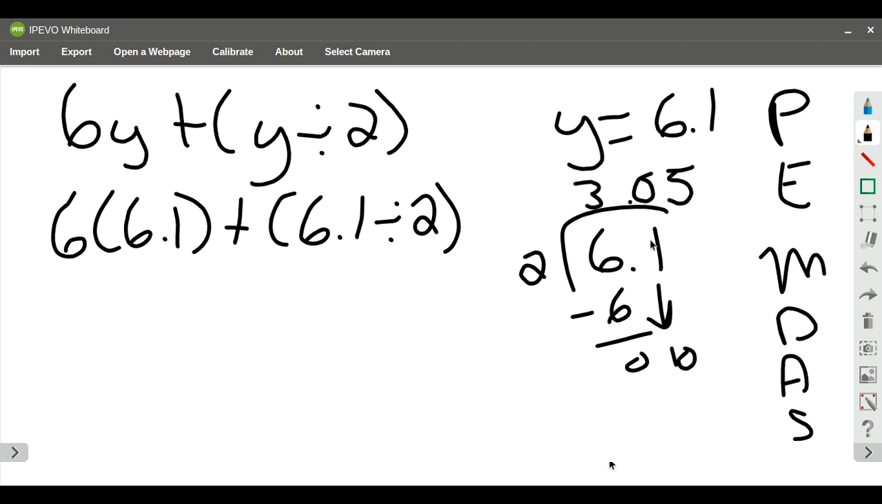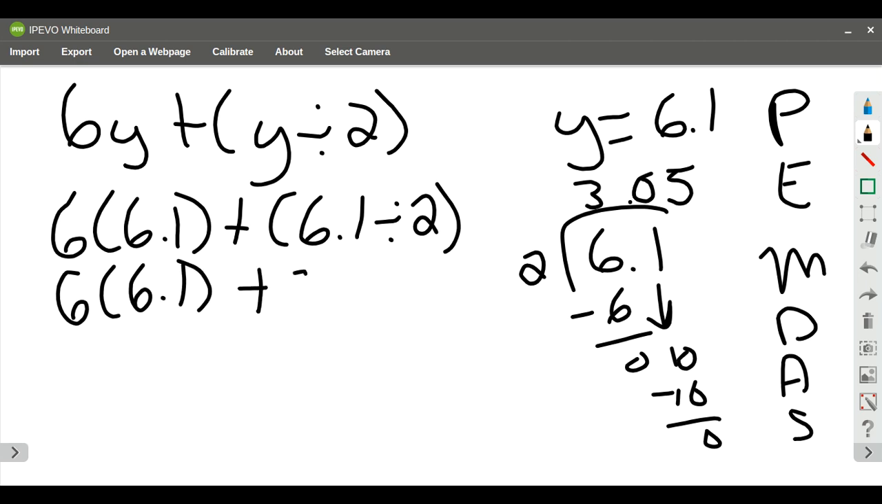Now the reason I had to put a 0 here is because I brought down the 1. So I need that placeholder, because when I multiply 2 times 3.5, I get 7. If I were to go back and multiply this, I would get 6.5. Okay, finish up my problem. I get a 0. So I now have 6 times 6.1 plus 3.05.